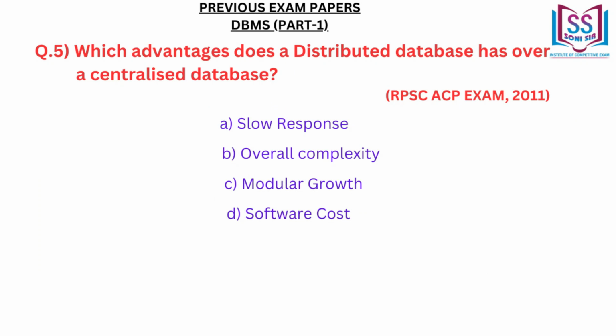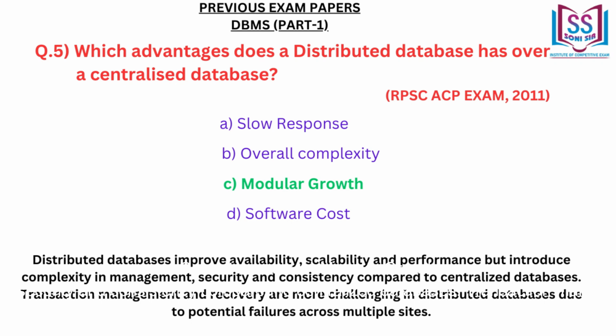Which advantages does a distributed database have over a centralized database? A. Slow response, B. Overall complexity, C. Modular growth, D. Software cost. Correct answer C. Modular growth. Distributed databases improve availability, scalability and performance but introduce complexity in management, security and consistency compared to centralized databases. Transaction management and recovery are more challenging in distributed databases due to potential failures across multiple sites.